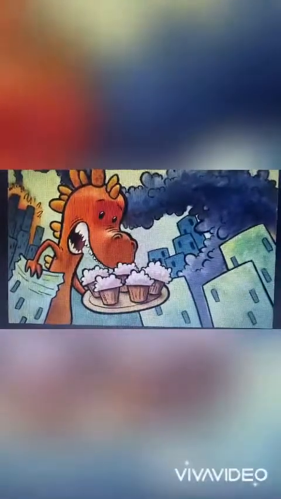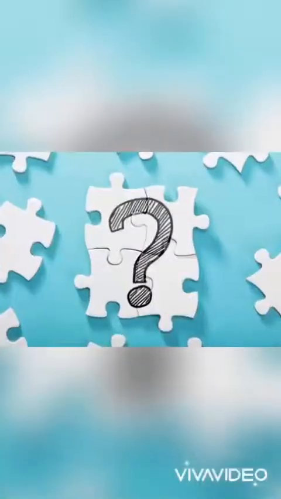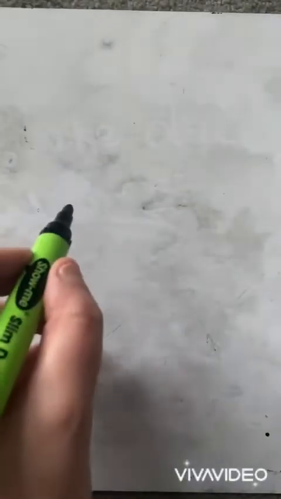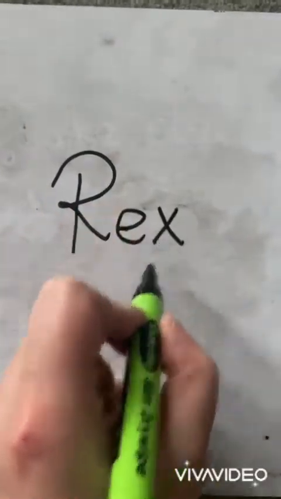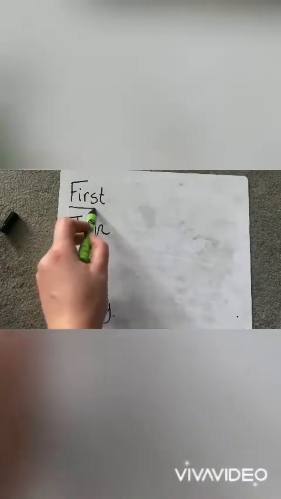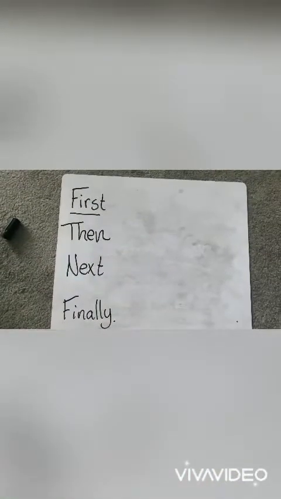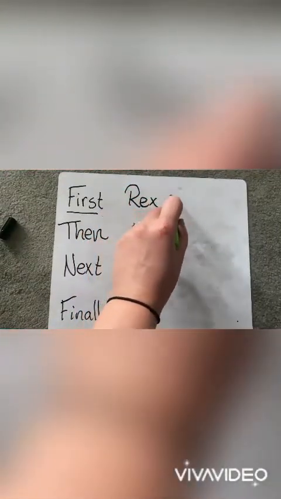We also need to think about a name for our dinosaur. What would you call him? I think I'm going to call my dinosaur Rex. Now we need to try and think about what's going to happen in this story. Let's think about what's going to happen first. What do you think is going to happen first? I think Rex, my dinosaur, is hungry.